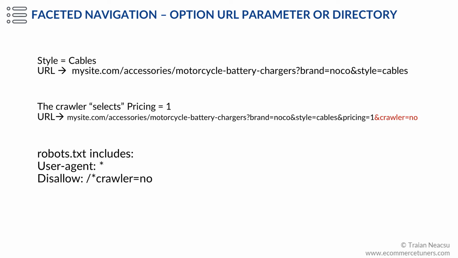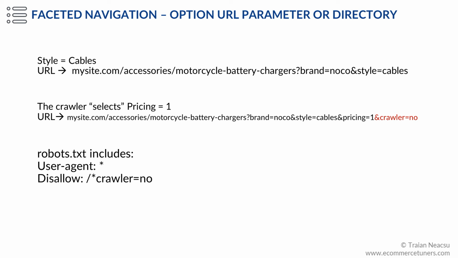The crawler now checks one of the style filter values, cables. Since this is the second filter value applied, you will still let the crawler access the URL. So the URL still doesn't contain the exclusion parameter. It contains just the brand and style parameters. The URL looks like mysite.com/accessories/motorcycle battery chargers (brand equals NOCO and style equals cables).